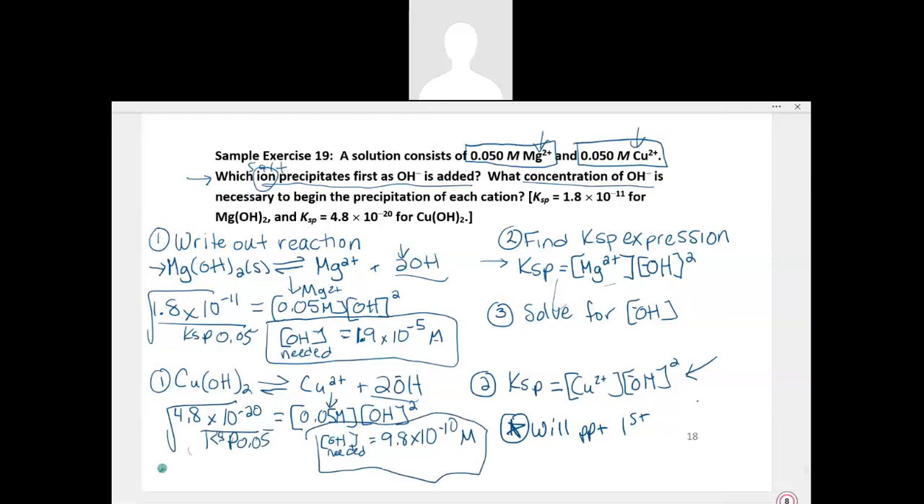So my copper hydroxide, we would say, would precipitate out first. That salt would form first. The ion would precipitate first, however you want to phrase that. Because we have a much lower concentration needed for our hydroxide ions, and compared to the negative 5, we know that negative 10 is a much smaller number.